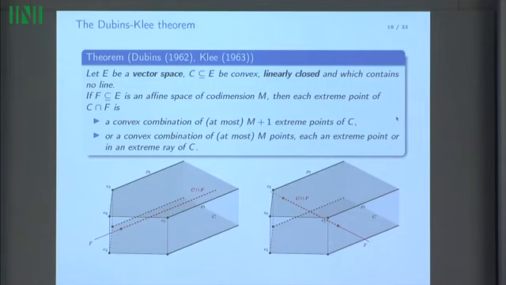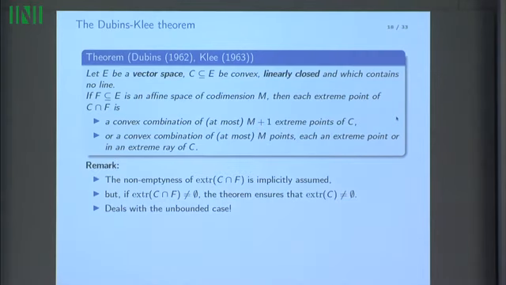I have still an affine space of codimension 2, but now these endpoints can be expressed as a convex combination of 2 points living on extreme rays. Okay, so I'm in the second item of the theorem. So this is exactly what I need for my problem.